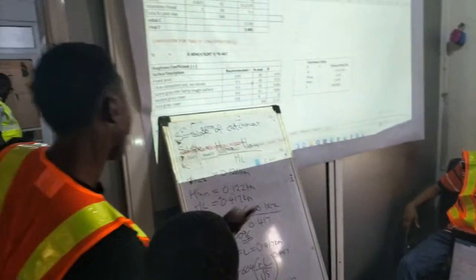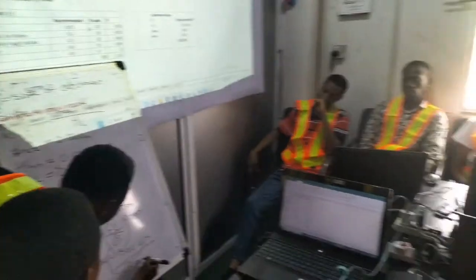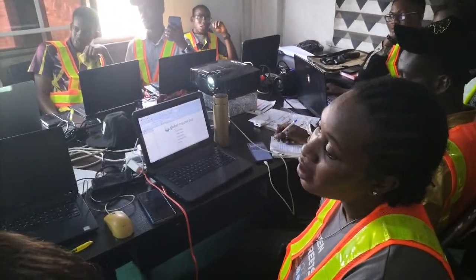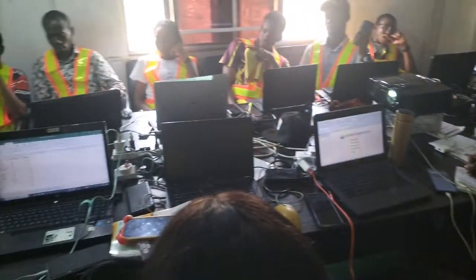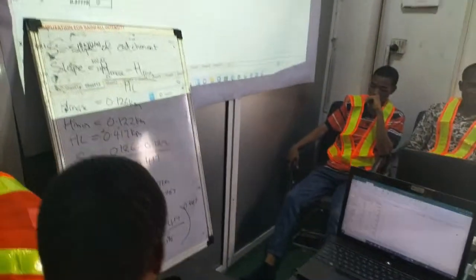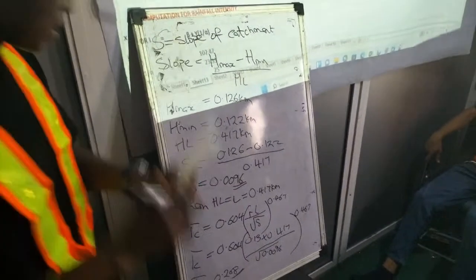Our slope is the square root of 0.0096 raised to the power 0.467. Are we correct? Yes. Punch it into the calculator. 0.268. Okay, our TC here is equal to 0.268. Simple as that.